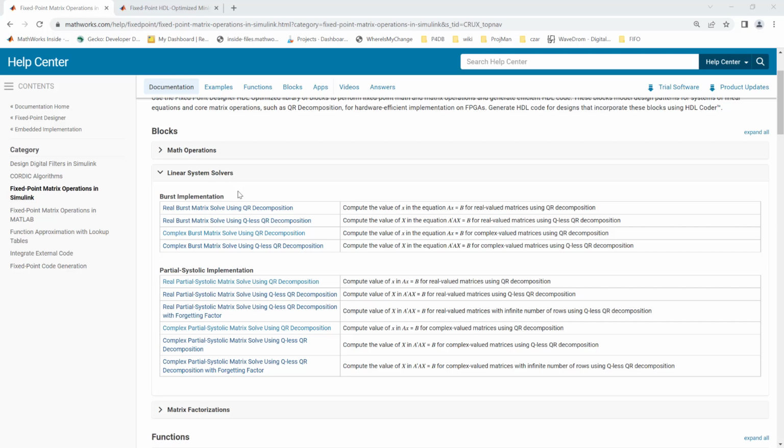In summary, the matrix factorization and linear system solver blocks in Fixed-Point Designer toolbox can solve the system equations A times X equals B and A transpose A times X equals B. The HDL-optimized models can provide users bit and cycle accurate simulation results, and these blocks can also generate efficient HDL code for FPGA and ASIC deployment.